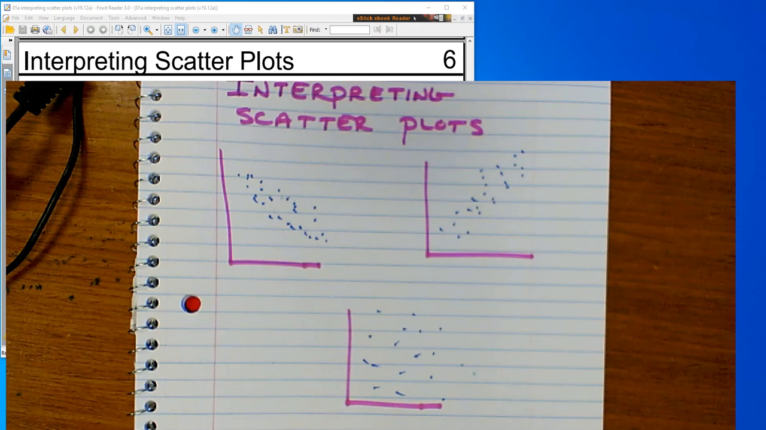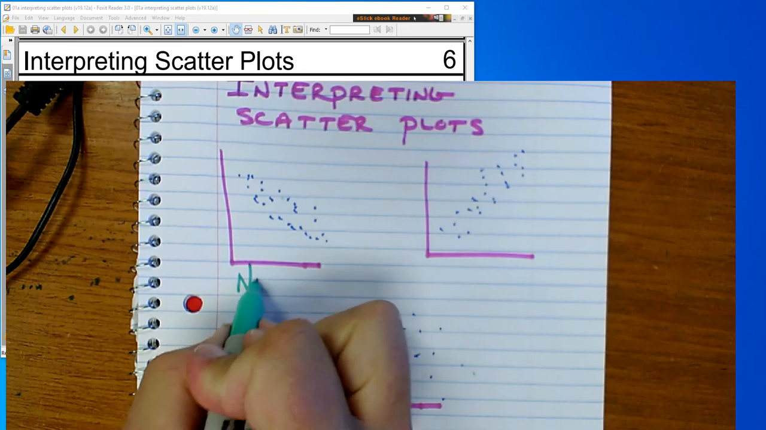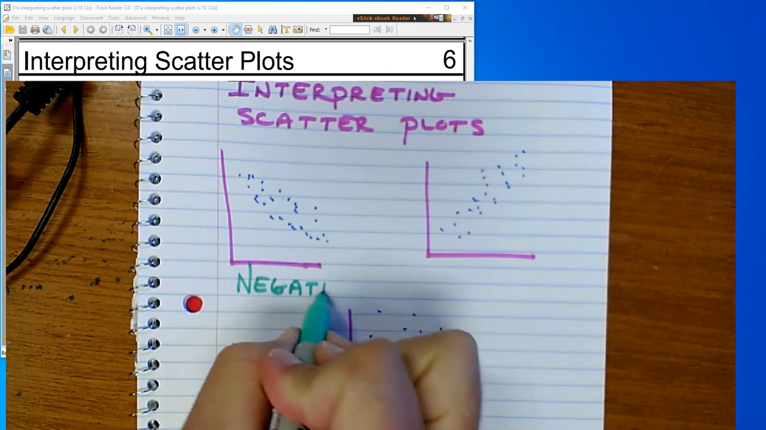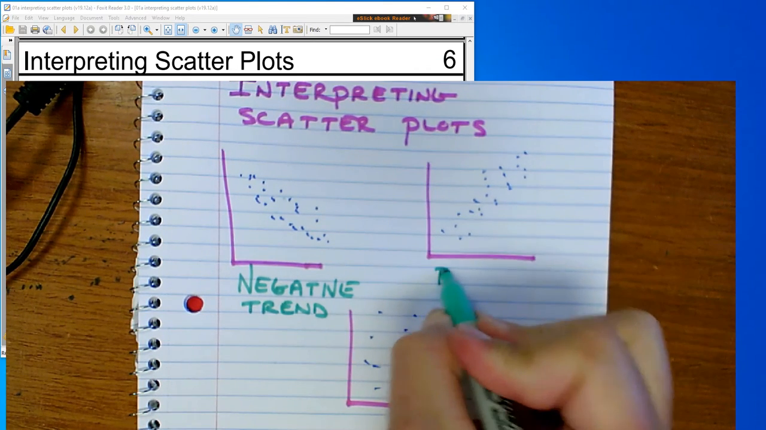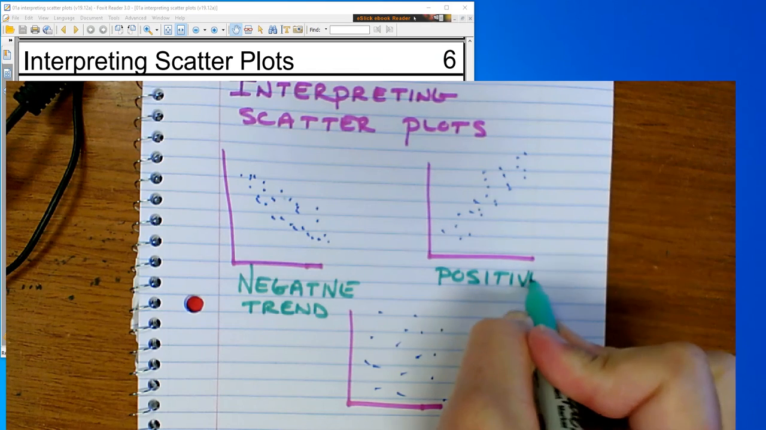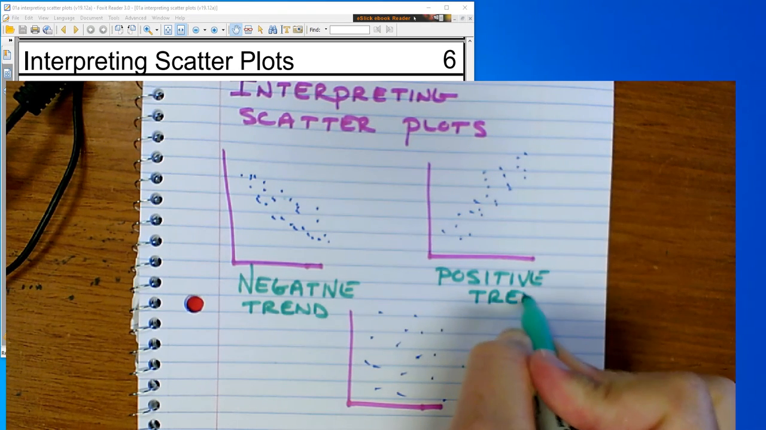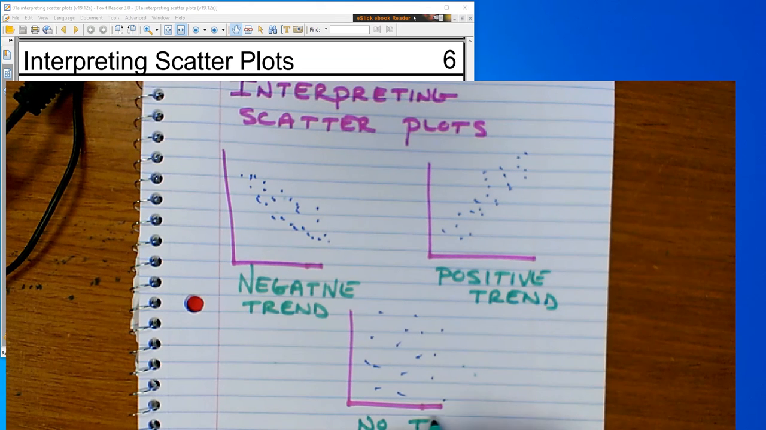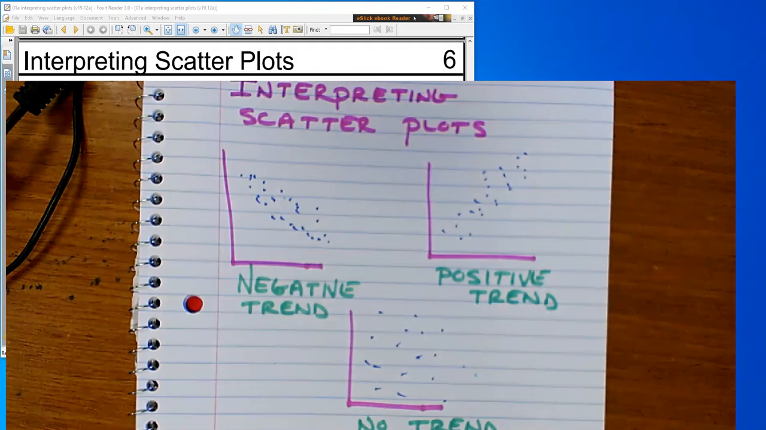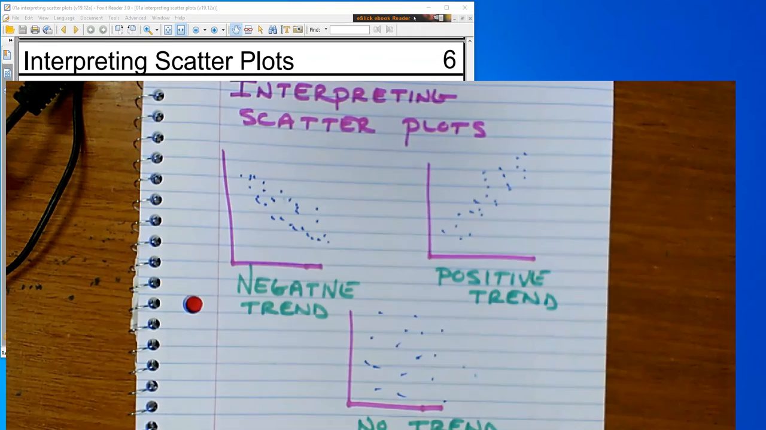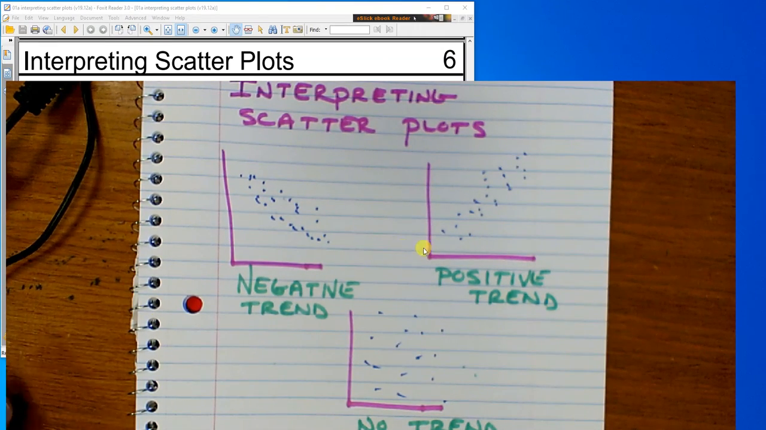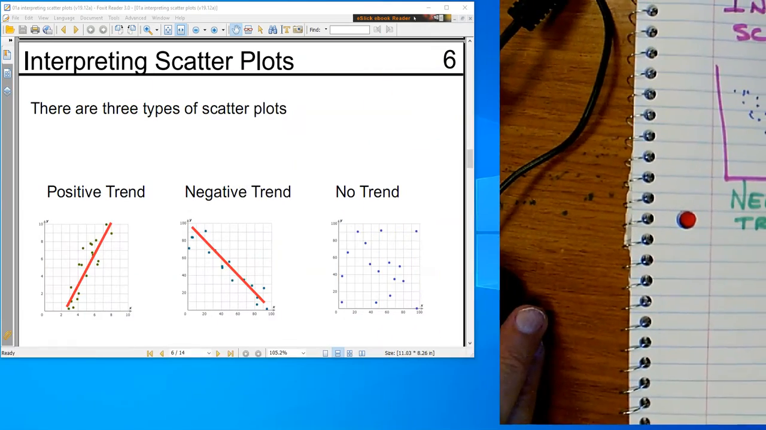And what do those scatter plots show? Well, this one shows a positive trend. No, it doesn't. It shows a negative trend. This one shows a positive trend. And this one shows no trend. And the idea of the negative and the positive, they should look familiar because we had the same thing, negative lines and positive lines, when we were doing lines recently. So we got negative, positive trend, and no trend.